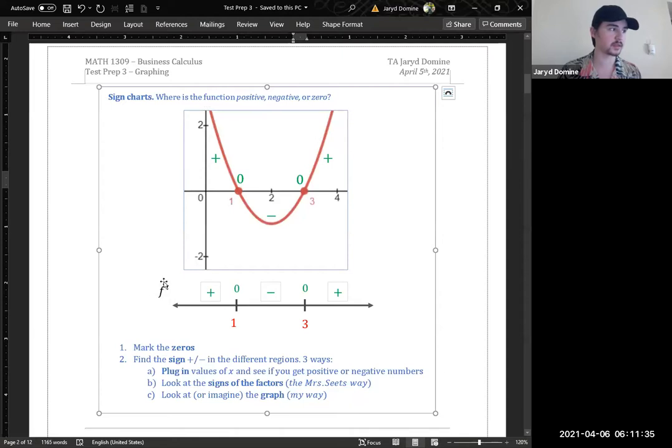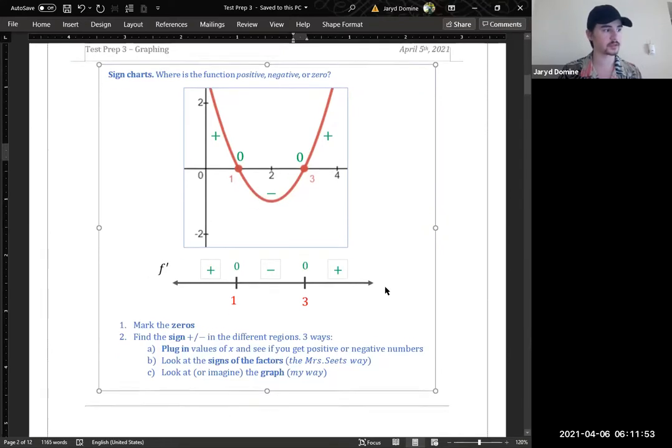So if this was f prime, like if this was a graph of our first derivative, then this would be the first derivative sign chart. If this was a graph of our second derivative, then this would be the second derivative sign chart. All you do is you turn the plus and minuses and put them on this number line.